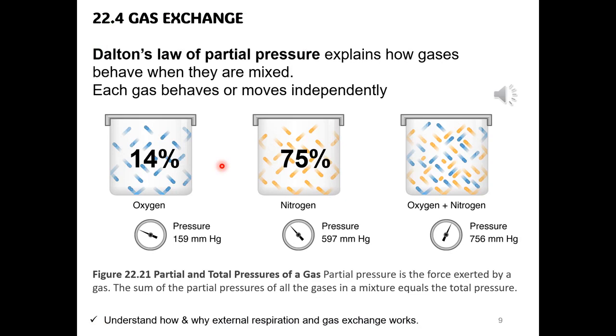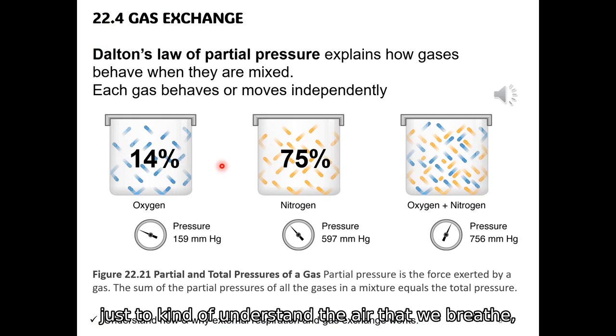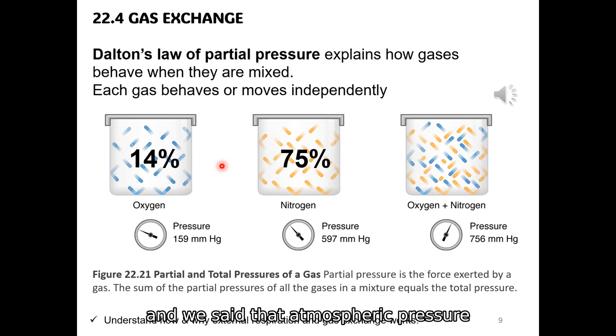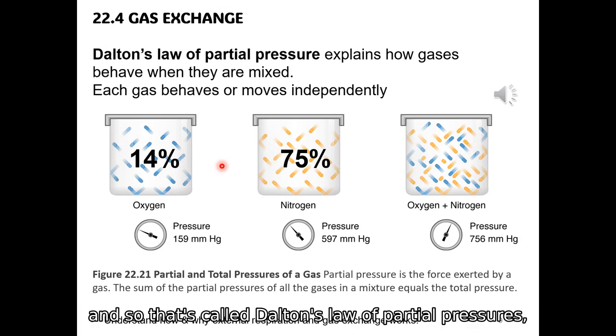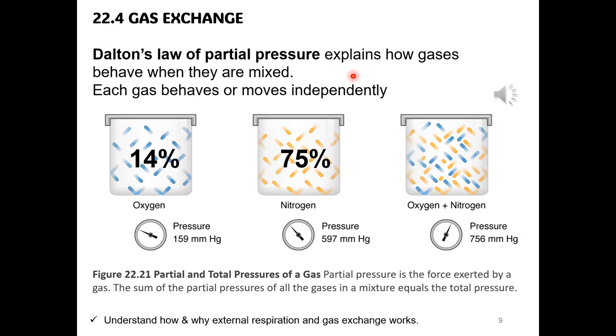When we talk about gas exchange, we have to do just a little bit to understand the air that we breathe. And we said that atmospheric pressure is 760 millimeters of mercury. This pressure comes from all of the gases in our atmosphere. And so that's called Dalton's law of partial pressures.